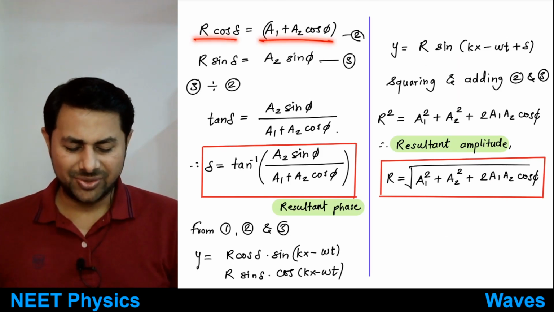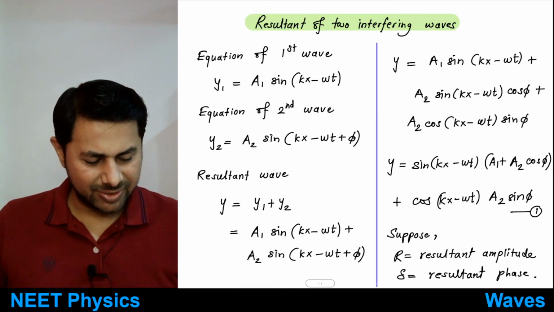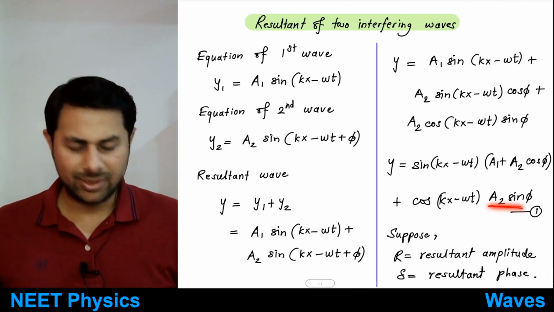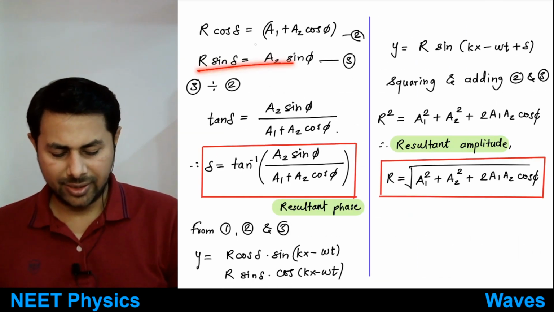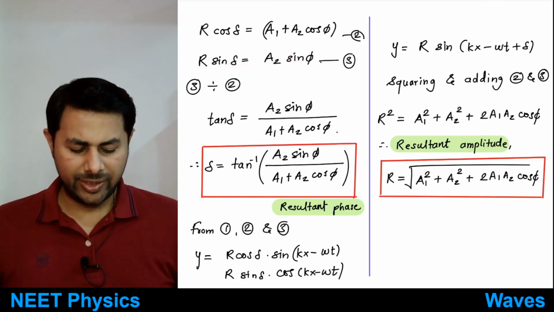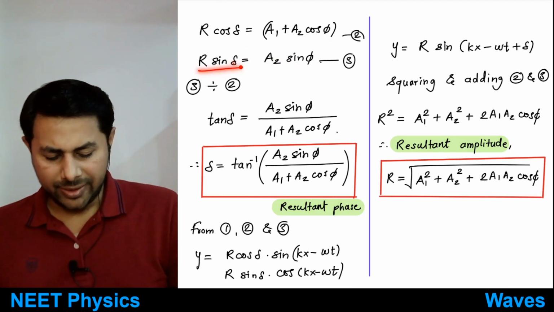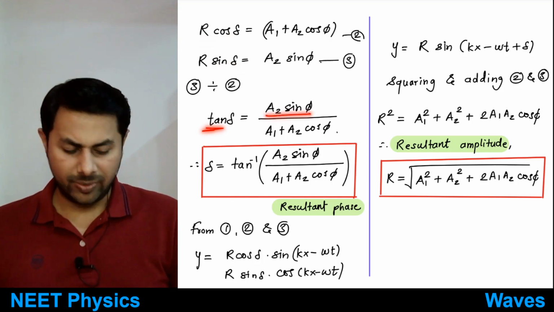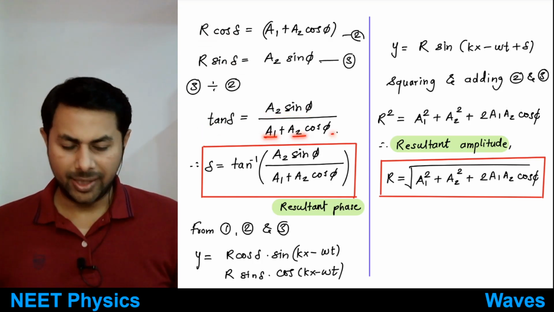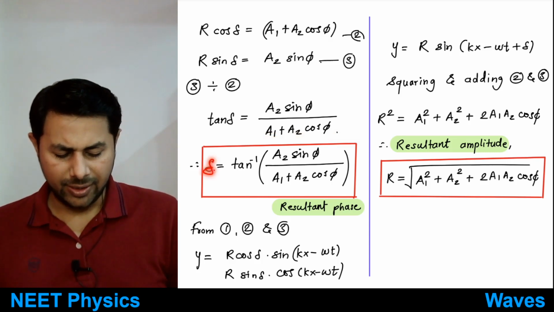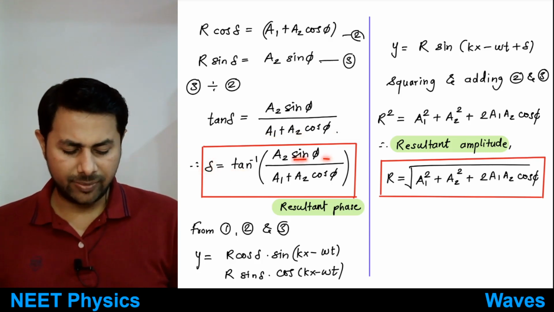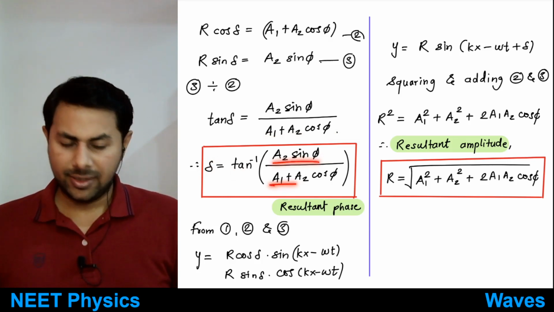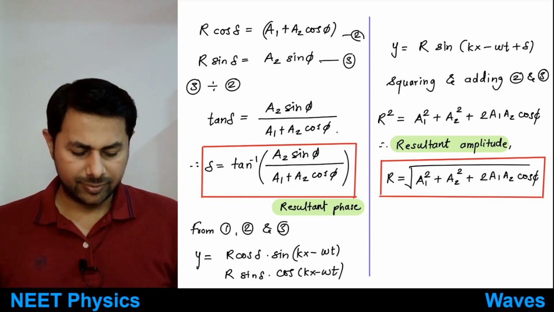R cos delta equals a1 plus a2 cos phi, which is this term, and R sine delta equals this other term. If you divide this equation by this equation, you get the resultant phase. So tan delta equals a2 sine phi divided by a1 plus a2 cos phi, and therefore delta equals tan inverse of a2 sine phi divided by a1 plus a2 cos phi.